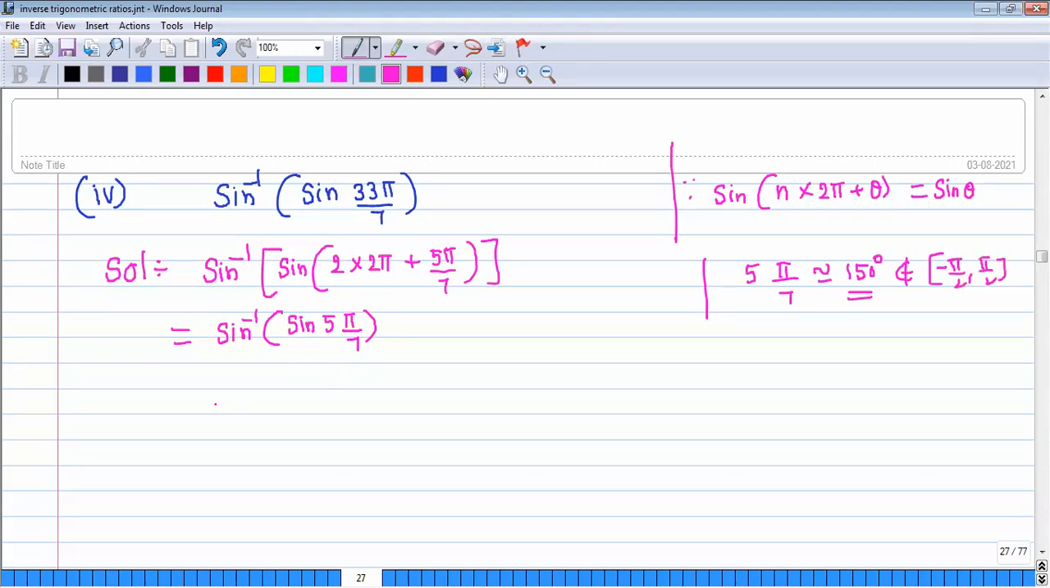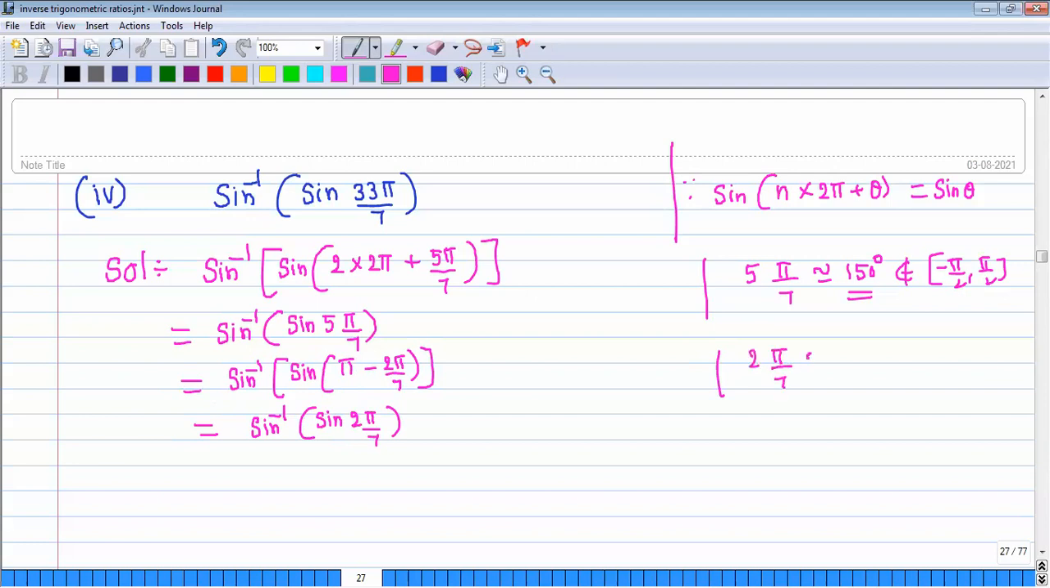Again we need to simplify this angle. So this we can write sine inverse of sine, what do you write? That is pi minus 2 pi by 7, because sine of 180 minus theta is positive only. So this we can write sine inverse of sine 2 pi by 7. Let us check the approximate value of 2 pi by 7. It is approximately 60, and this 60 belongs to this interval. Okay, accepted. So 2 pi by 7 is the answer.